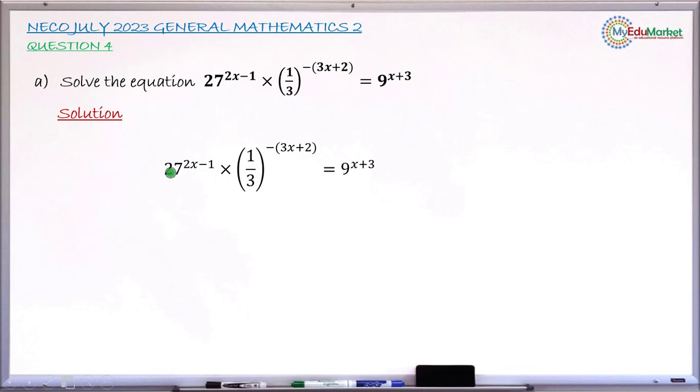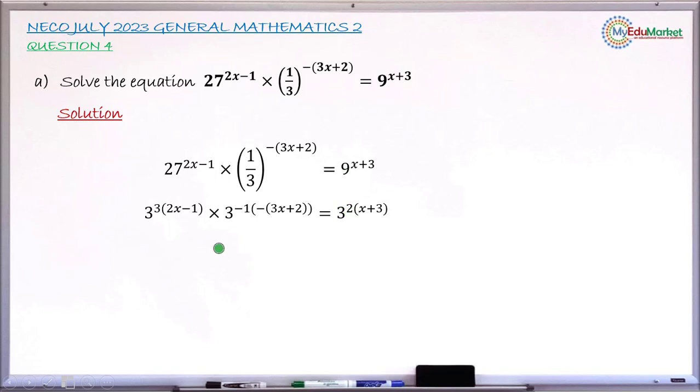27 can be converted to index form. 9 also can be converted to index form. This 1 over 3 can also be rewritten using one of the laws of indices. So let's do that. 27 when changed to index form gives you 3 raised to the power of 3. 1 over 3 means 3 raised to the power of minus 1. Then I copy the original power in the bracket. Then the 9 is nothing but 3 raised to the power of 2.